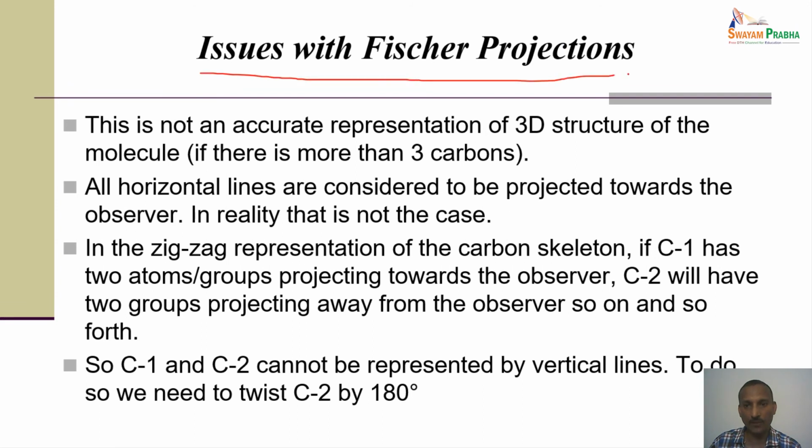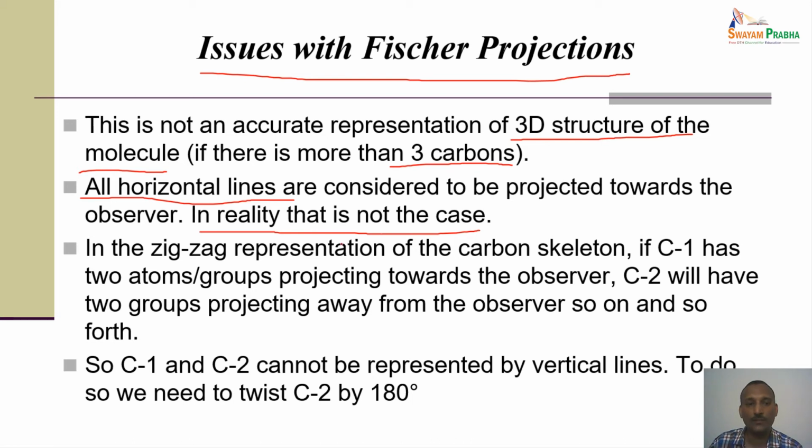Let us deal with some of the issues of Fischer projection. These are all the reasons why Fischer projection is not used in general organic chemistry. It is mainly used only in carbohydrate chemistry, because this is not an accurate representation of the 3D structure of the molecule. Mainly when there are more than 3 stereogenic centers, this DL configuration method cannot be applied to the whole molecule. Another major problem, which we will see now, is that all horizontal lines are considered to be projected towards the observer, and this is not actually the case.